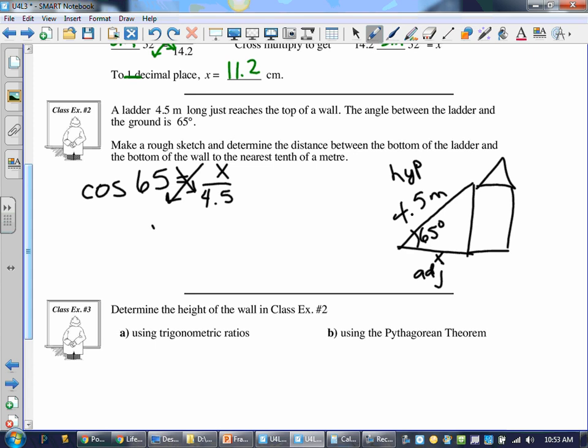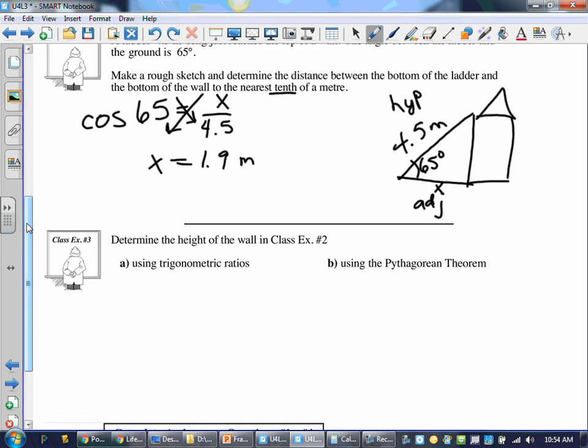I'll get x on this side equals 1.9. I'm going to the nearest tenth. Always look. 1.9, and this is a meter. So the base of my ladder is 1.9 meters from the wall. Good. Could I determine the height of the wall? Class, example number 3 right here. Could I determine the height of the wall?